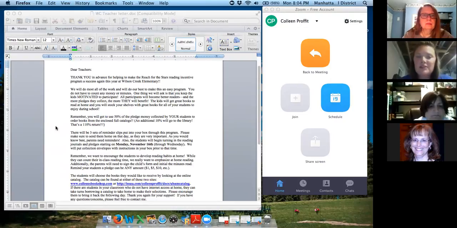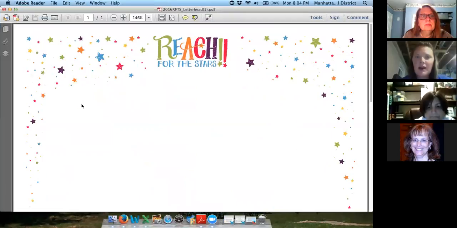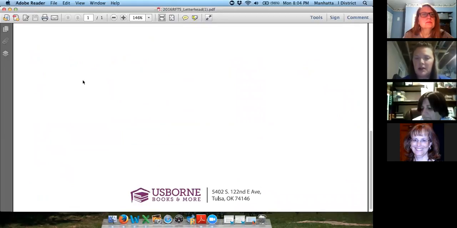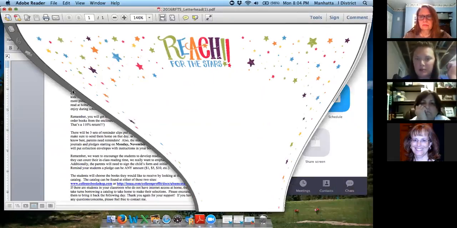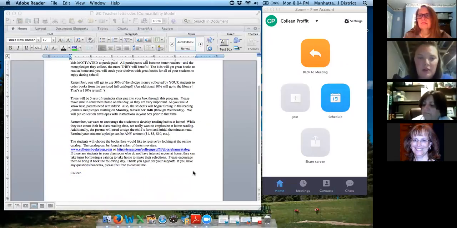And then what I did was, let me jump back here. On the toolbox, they have letterhead that you can use for Reach for the Stars. So I printed all the paper on the Reach for the Stars letterhead so that it had all of the brand name marking on there, and it wasn't just a Word document coming from me. So I printed that letterhead first, and then I put my information on there.